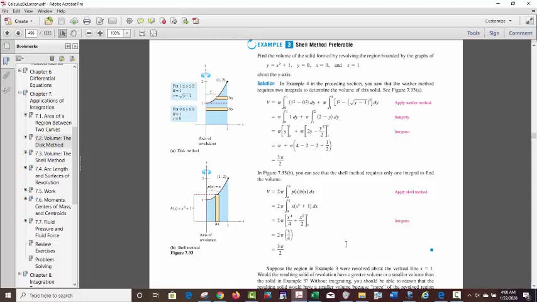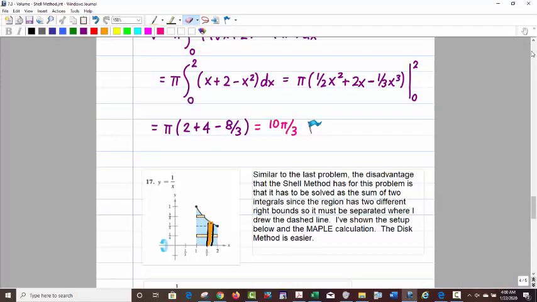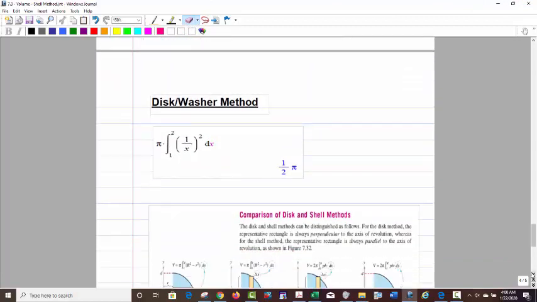So I thought that was kind of interesting. It makes that kind of confusing. So if this same problem we just did was going around the y-axis, it would be easier with the shell, whereas this one was worse with the shell. All right, so let's see what we got here. I think we're just about done here.